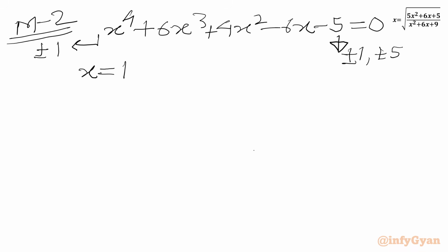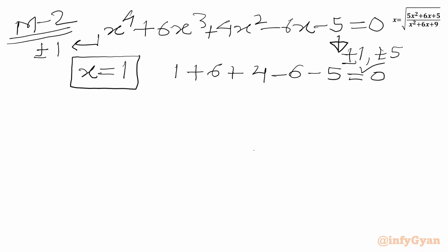Will it satisfy our equation? 1 power 4 is 1 plus 6 times 1 cube is 6, plus 4, minus 6, minus 5. So yes, 11 minus 11 is 0. So x equal to 1 is our base solution for this quartic equation. Now we will use SDM, the synthetic division method.